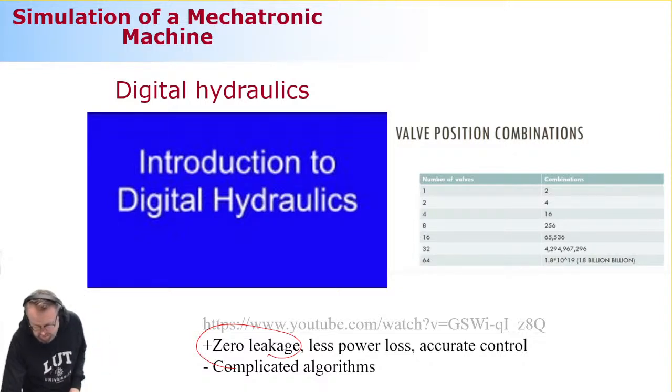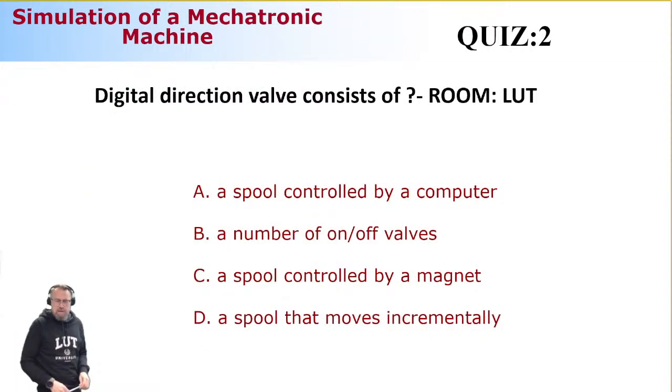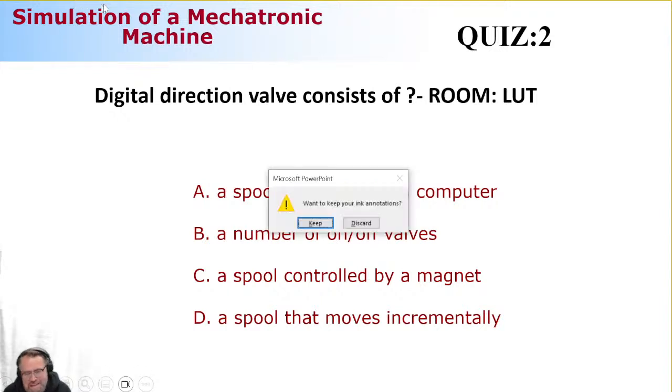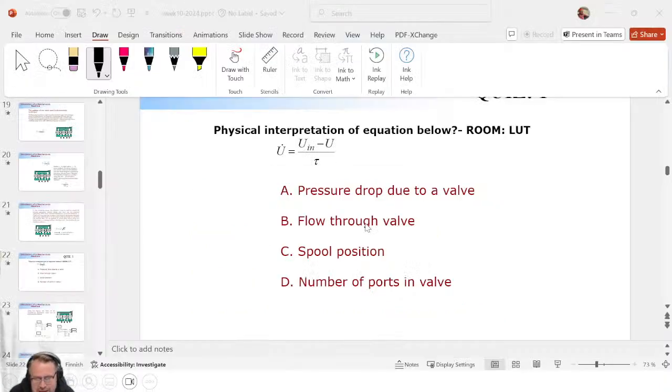Okay. And then, where are we now? My in-class quiz, the second in-class quiz, which is going to be the last one today, is: digital direction valve consists of spool controlled by computer, number of on-off valves, spools controlled by magnet, spool that moves incrementally. This is going to be simple. We're going to score 110% today, right? Because it's such a simple question that I think you're going to score 100% anyways.